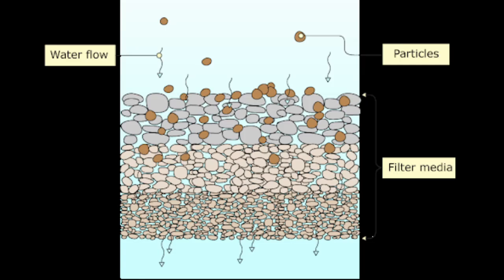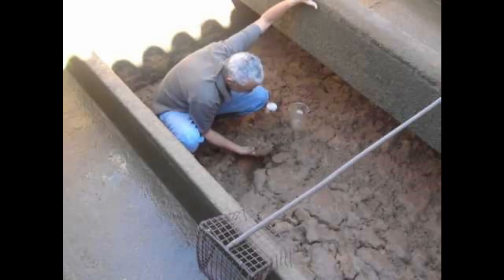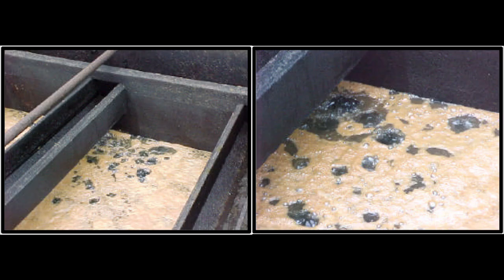Since a filter is nothing more than a solid storage device, if, during air scour and backwash, its underdrain is designed such that the filter can't properly clean itself, solids will not be properly removed. Thus, the next filtration cycle will be compromised with shorter filter runs, lower UFRV, and other operating issues as a result.